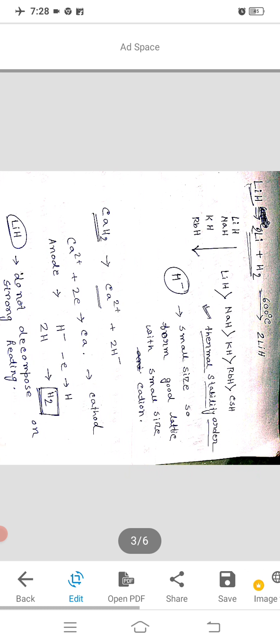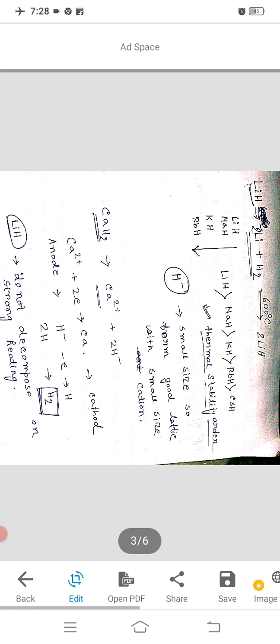Now see the preparation. These hydrides are prepared by heating the metal in an atmosphere of hydrogen under pressure over the temperature range 150 to 600 degrees Celsius. See one example: lithium combines with hydrogen at 600 degrees Celsius and forms lithium hydride.